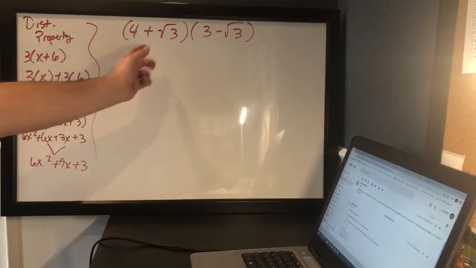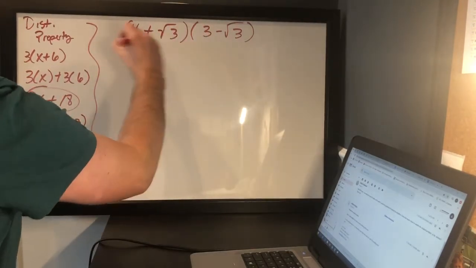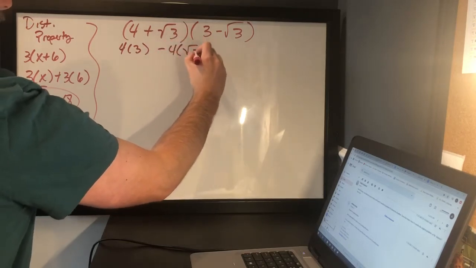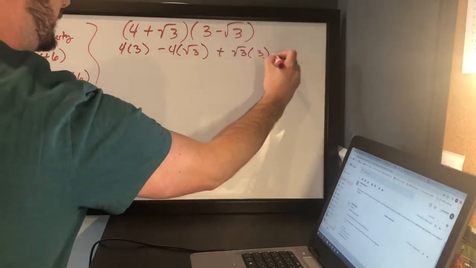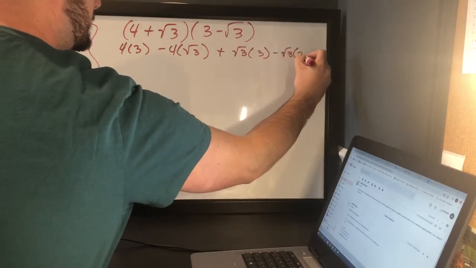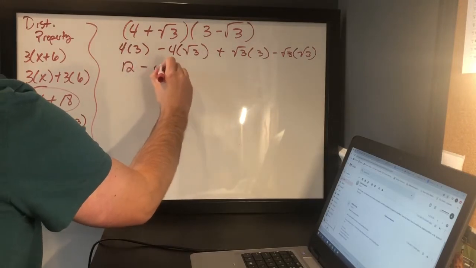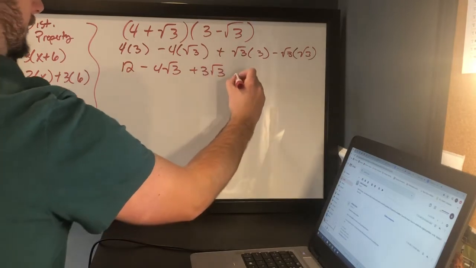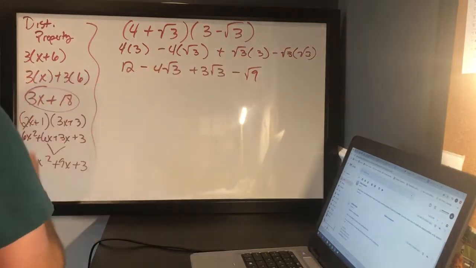So we're going to do the same thing with this, all right? So 4 times 3. I'm going to write out everything I distributed, that way you guys can see it. Minus 4 times the square root of 3 plus the square root of 3 times 3 minus square root of 3 times the square root of 3. So we get 12 minus 4 square root of 3 plus 3 square root of 3 minus the square root of 9, because remember 3 times 3 is 9, we leave that on the inside.